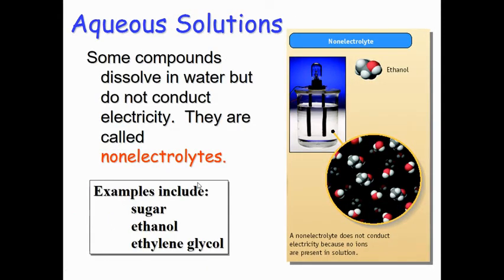Okay, compounds that don't dissolve fully in water, so mostly covalent compounds and a few of your ionic, but mostly covalent compounds that dissolve in water but do not conduct electricity, those are called non-electrolytes. Something like sugar, ethanol, ethylene glycol. You stick any of those in water, they might dissolve, but they don't break up into ions. So you're not going to conduct electricity. Non-electrolytes might be dissolved, but they're not ionized. They're not dissociated fully.